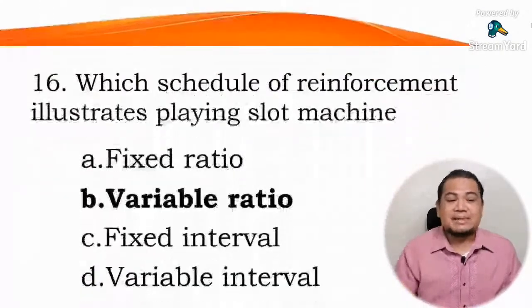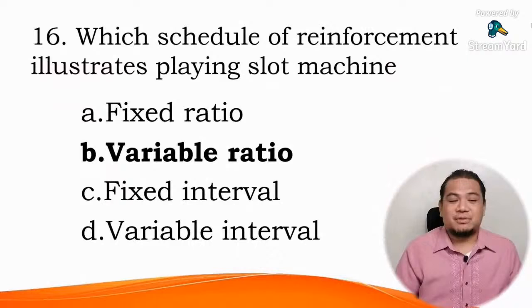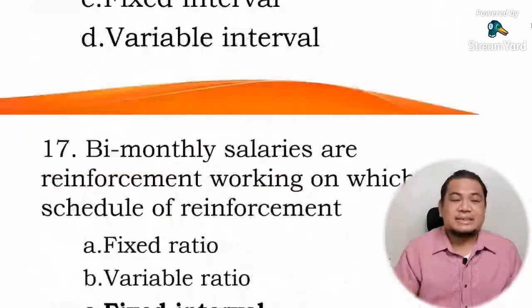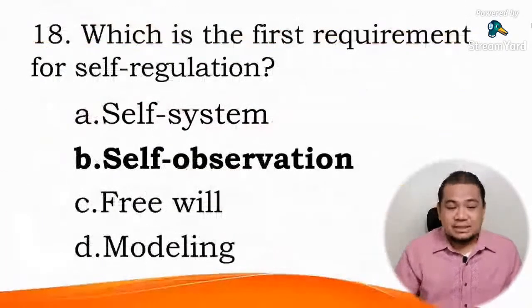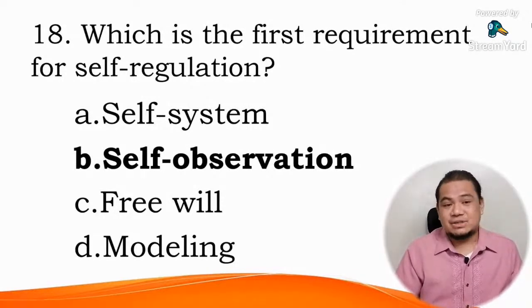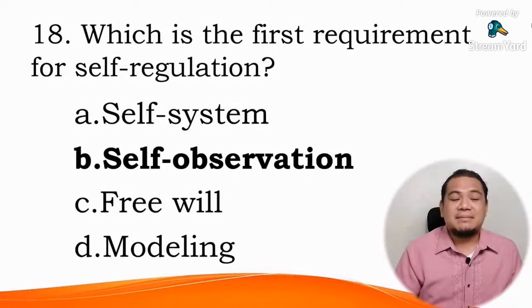Number 16, which schedule of reinforcement illustrates playing a slot machine? The answer, letter B, variable ratio. 17, monthly salaries are reinforcement working in which schedule of reinforcement? The answer is letter C, fixed interval. 18, which is the first requirement of self-regulation? The answer, letter B, self-observation. External factors interact with internal or personal factors in self-regulation.